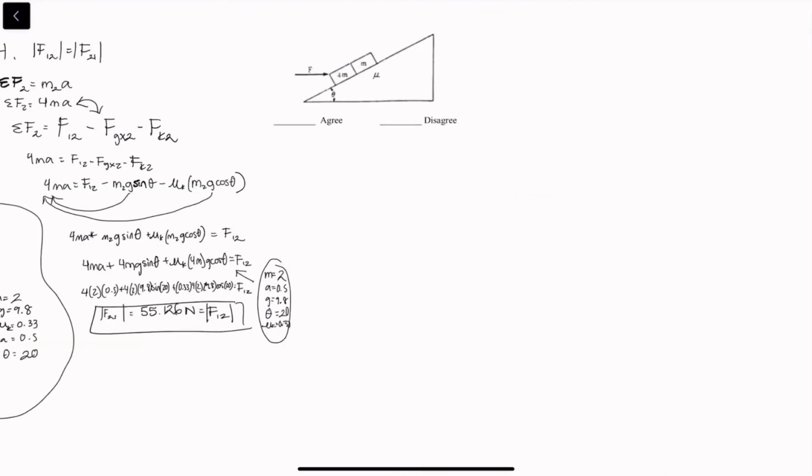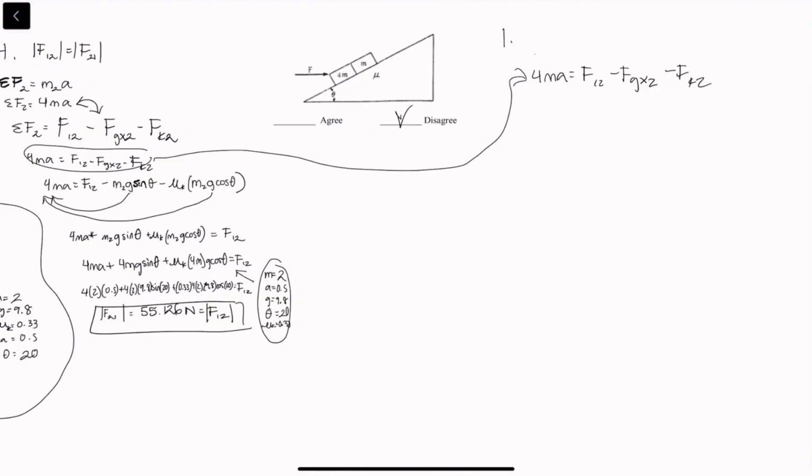Okay, so for part I, we're asked that if these two blocks were to switch, if the contact force would change, and my answer is yes, it would change. So I disagree with the student. This is because, and we can take just this equation here, which is 4ma, assuming that this becomes block 1 and this is block 2.